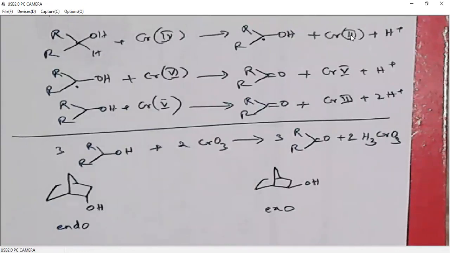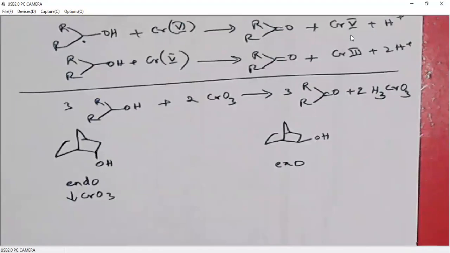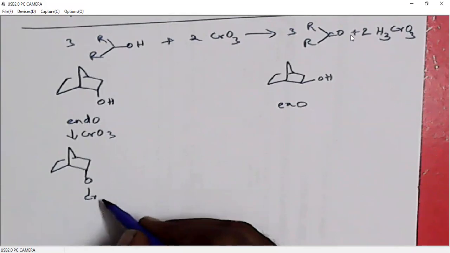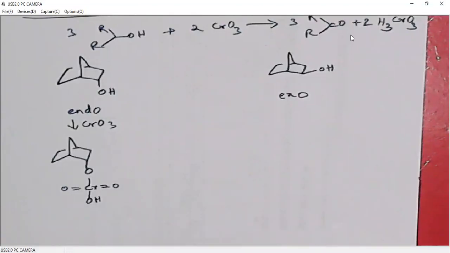Then, if we oxidize these two with chromium trioxide, which alcohol will be easily converted to ketone, which alcohol will be slow, which alcohol will be fast. Okay. So when we oxidize this with chromium trioxide, what is the reaction? First, it forms a chromate ester. So this is the chromate ester, right?